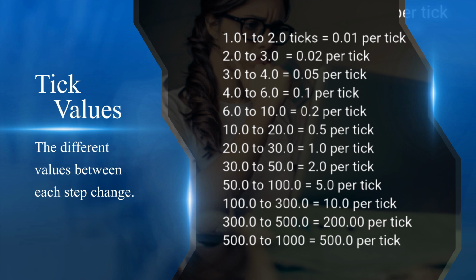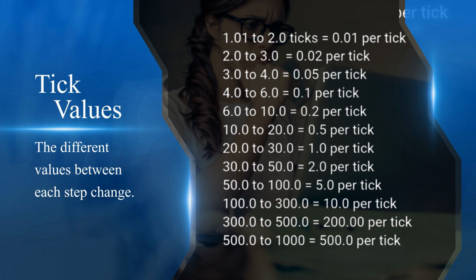Decimal 10 to decimal 20, we're moving at 0.5 per tick. At decimal 20 to decimal 30, the increase is by a decimal per tick, so that's 1.0 per tick. 30 to 50, it will increase by 2 decimals a tick, so it will go 30, 32, 34, 36 and so on. 50 to 100 will increase by decimal 5 a tick.